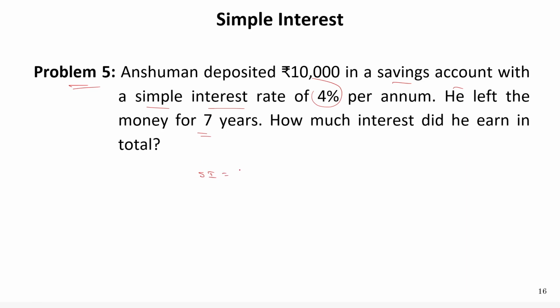So SI is equal to the simple formula PRT by 100. So this implies that P is equal to 10,000, R is equal to 4%, into T is equal to 7, whole by 100, right? Because these are in percentage and this is in years. So cancelling 2 zeros from here, what we are left with is 100 into 4 into 7. So 7 into 4 is equal to 28.